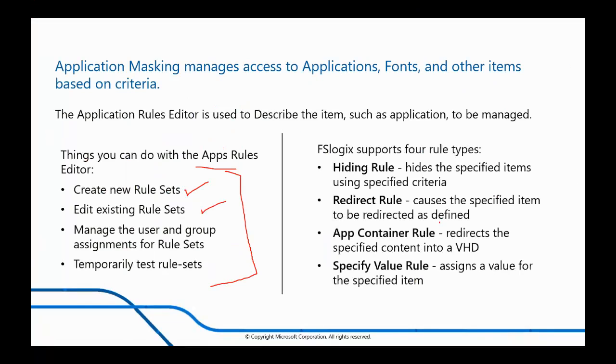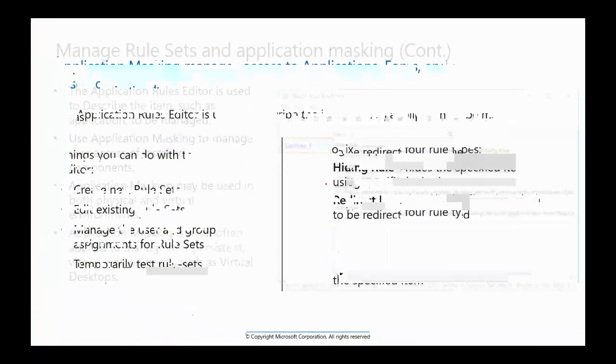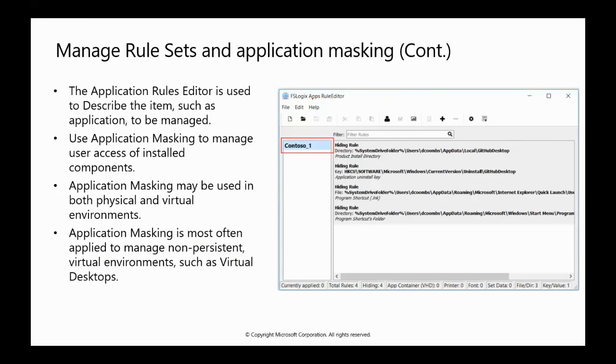And what types of rules do you have? Hiding, I might hide a rule. We have redirecting rules, app container rules, and specify value rules. As you can see here, this is the rule editor with some dummy data. This is the hiding rule. I have it on the Contoso domain. Here is the hiding rule.